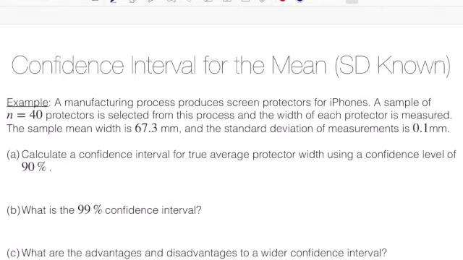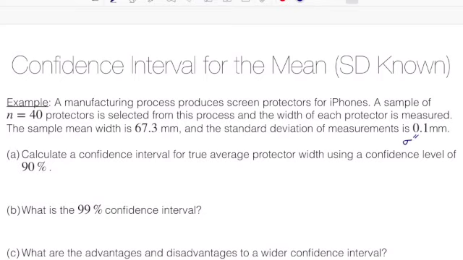And we're supposing here in this example that we've done that and we've measured the average width to be 67.3. So this is a sample mean or sample average. And we're also supposing that the standard deviation of the measurements is known to be 0.1. So here in this example, we're assuming that we have sigma to be known, which is not always the case. So our goal here is to calculate the 90% confidence interval for the true mean screen protector width.